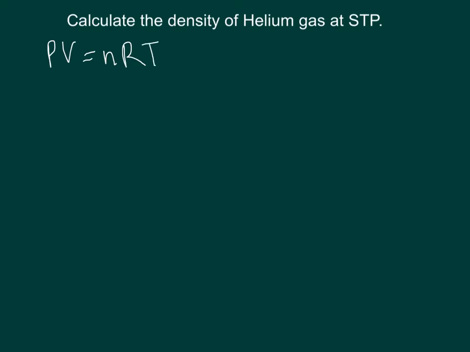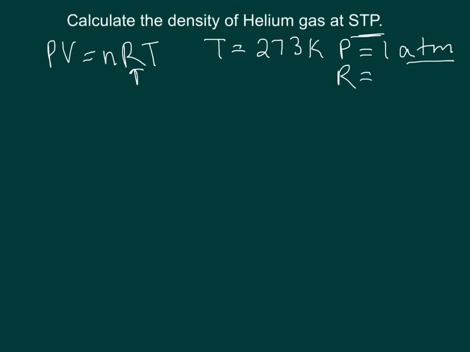Now if we're at standard temperature and pressure, STP, I know that my temperature is 273 Kelvin. And my pressure can be any one of the standard pressures: 1 atmosphere, 760 millimeters of mercury, 760 torr, or 101.3 kilopascals. I'm going to use atm. That also means that my R value, my gas law constant, has to match up with my pressure units. So my R value for atmospheres is 0.082, and that has units of atmospheres liters per mole Kelvin.